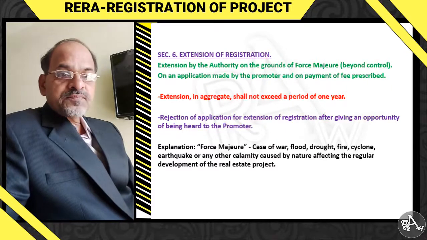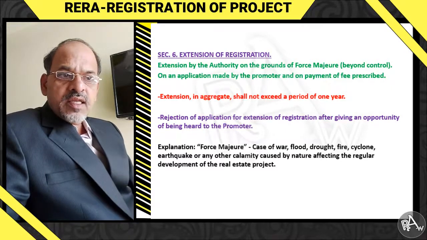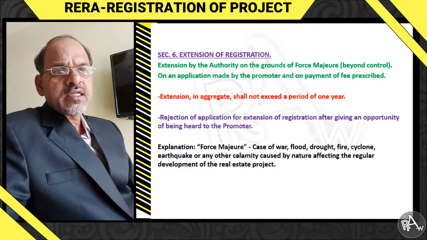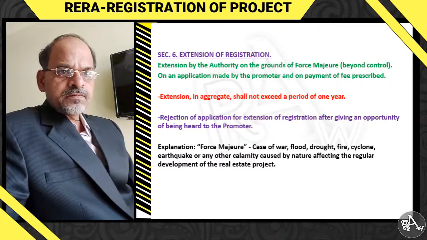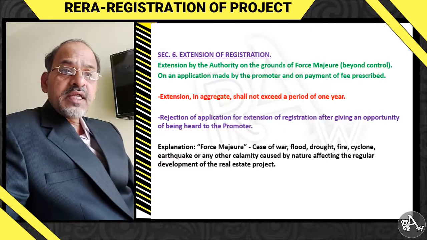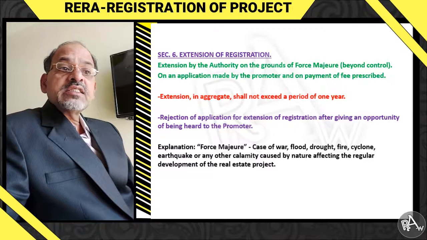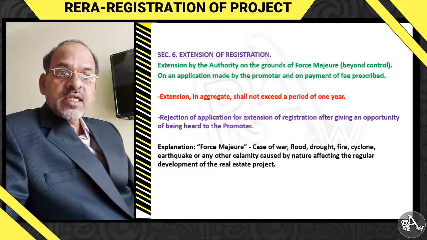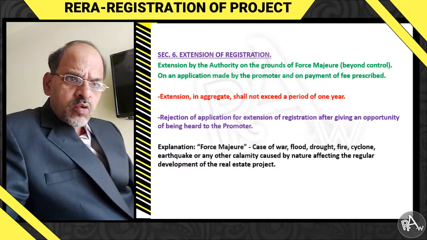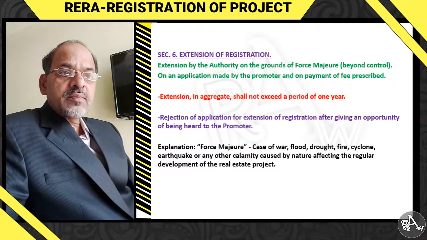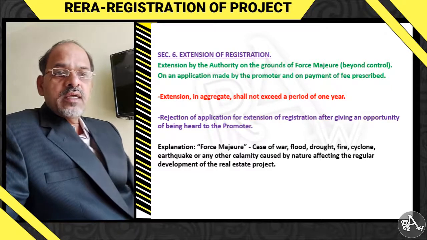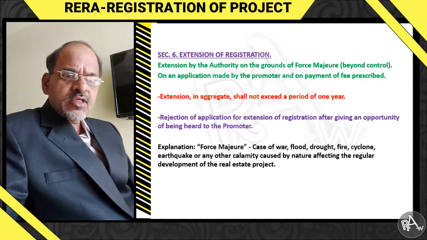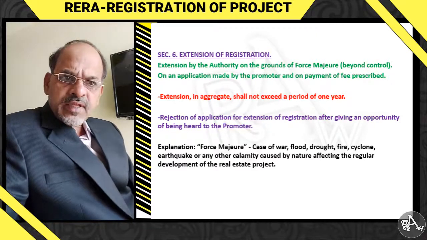Then extension can be given if the grounds are genuine. If the grounds are of force majeure in nature, then the extension can be given by the authority, but in aggregate, the extension shall not exceed a period of 1 year. This total extension to be given under all grounds shall not exceed a period of 1 year. If the authority is not satisfied with the grounds, then that application can be rejected.